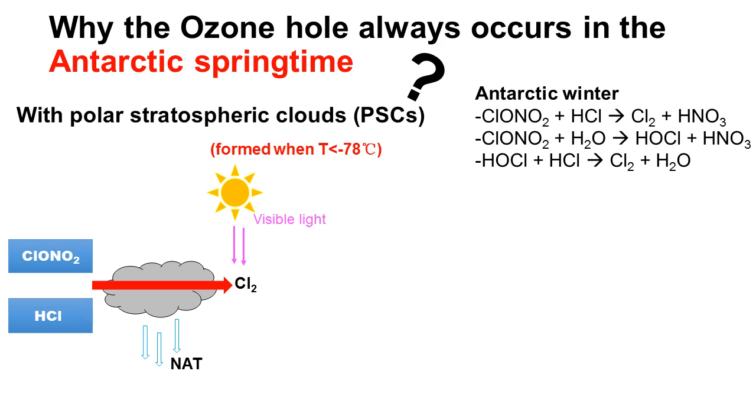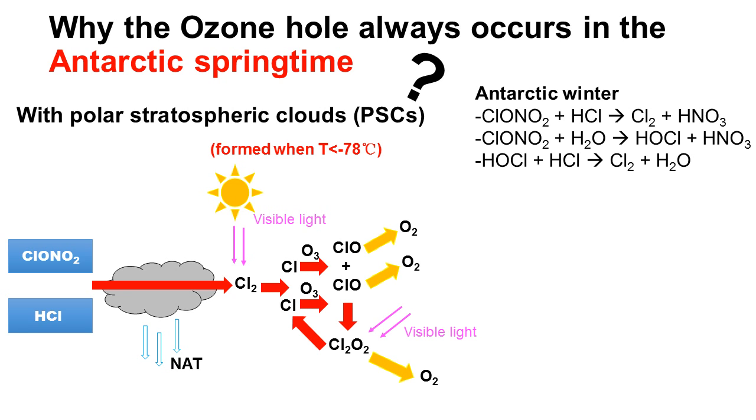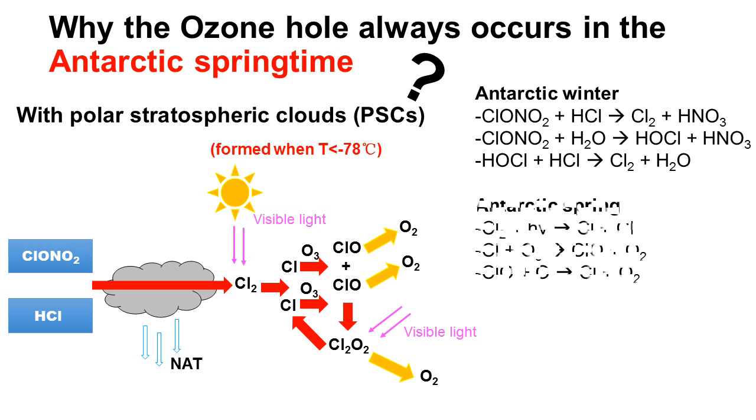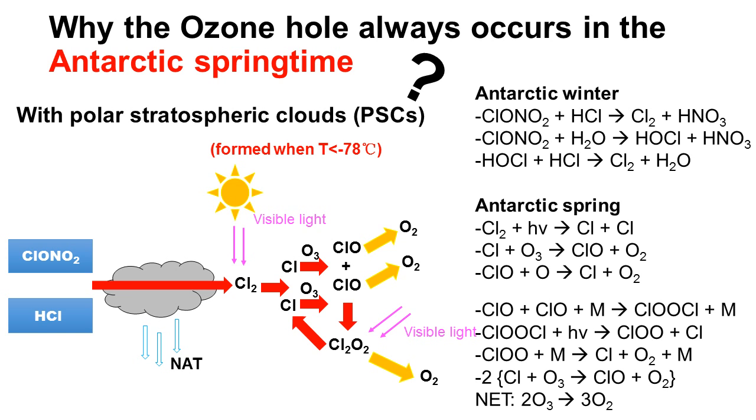Then in the southern springtime, sunlight returns and the temperature warms up. Chlorine accumulated from the polar stratospheric clouds can now photolyze. Because polar stratospheric clouds removed nitric acid, there is not enough NOx to remove ClO. In this case, a new ozone loss cycle becomes dominant. And that's why the ozone hole always occurs in the Antarctic springtime.